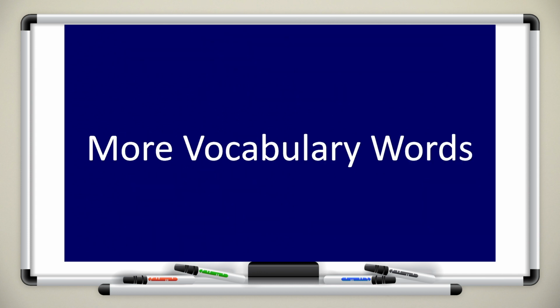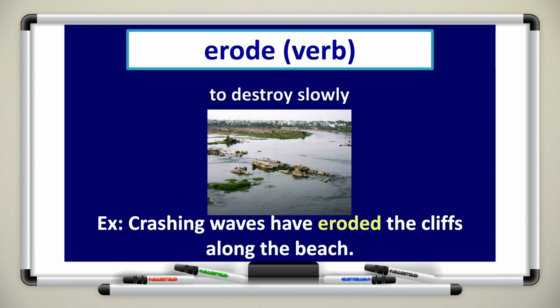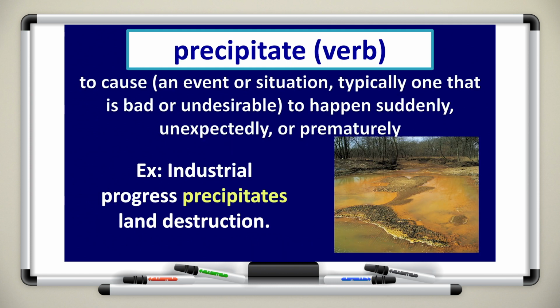Let's take some more words. Erode means to destroy slowly. Crashing waves have eroded the cliffs along the beach. Precipitate means to cause to happen suddenly of an event or situation unexpectedly. For example, industrial progress precipitates land destruction.